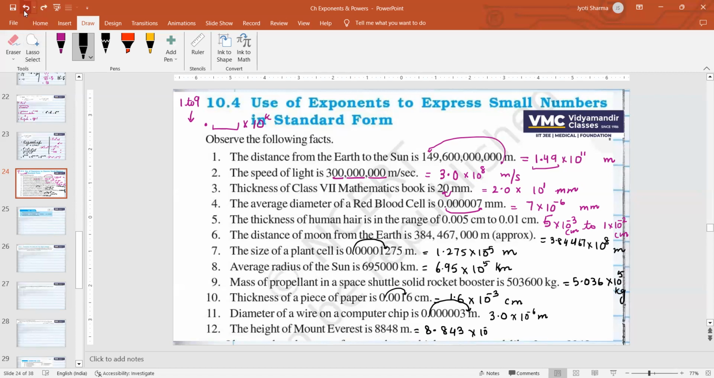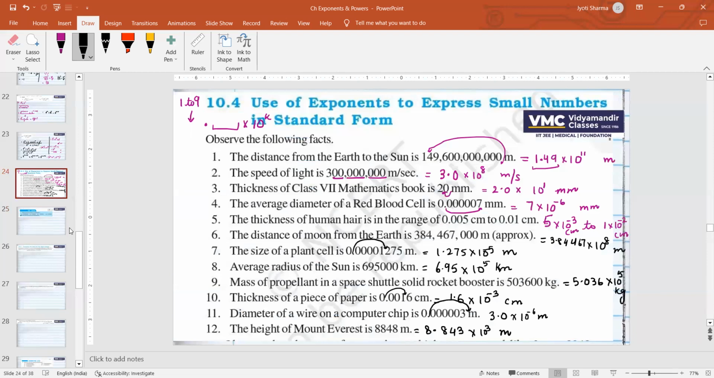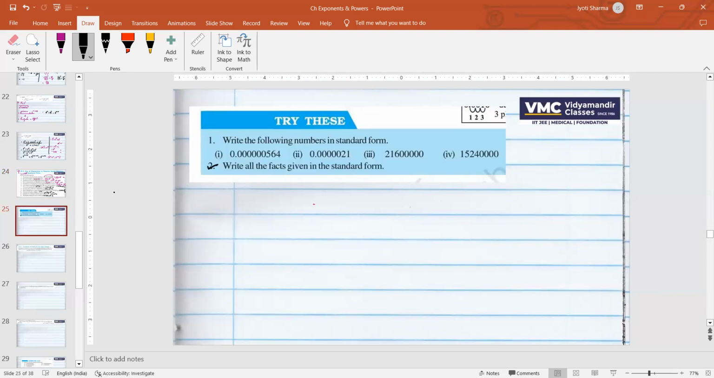Not minus 3, it's 3 only in these figures. So these are the standard form. You can write all the facts which we have already done. This was done here. This was question number 2. And question number 1 in the Try These is: write in the standard form.